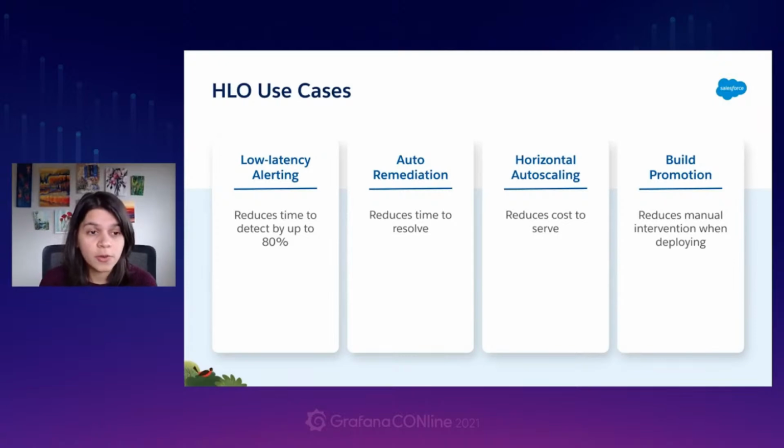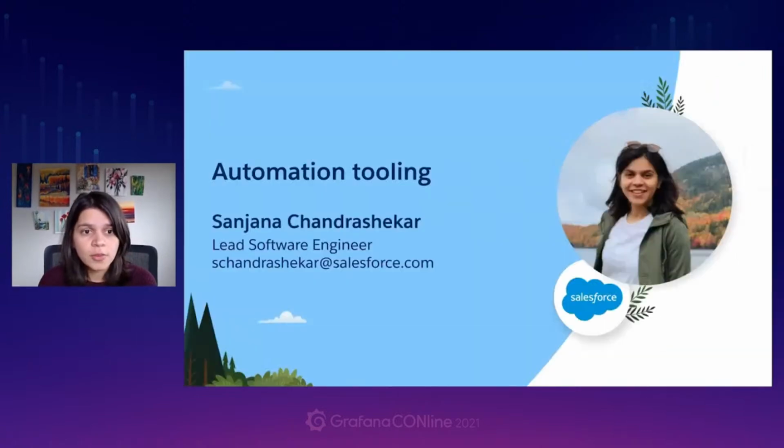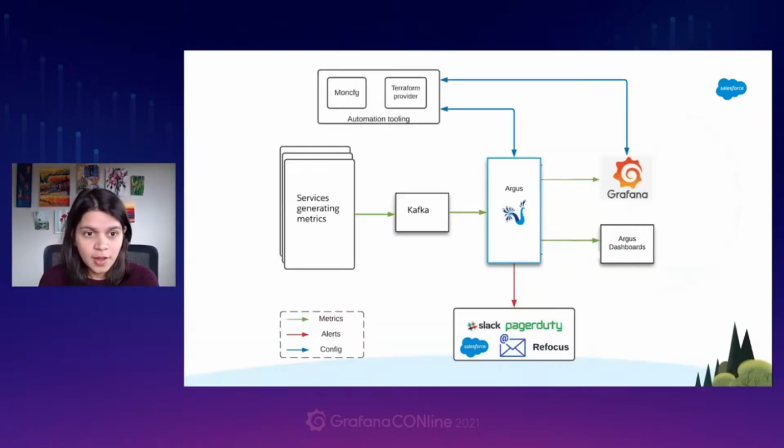We also rely on it for build promotion. Service teams will be able to define rules around their service health metrics to programmatically decide if a build can be promoted to a production environment. So this means that engineers will spend a lot less time verifying every release. So given these different alerting and dashboarding solutions that we support, there is a big push to allow for automation to make managing them easier. So that brings me to my next topic, automation tooling.